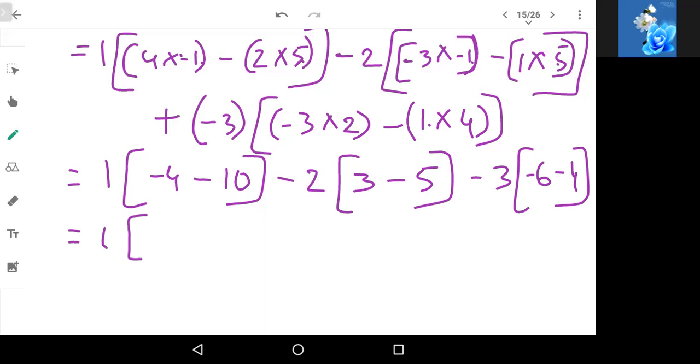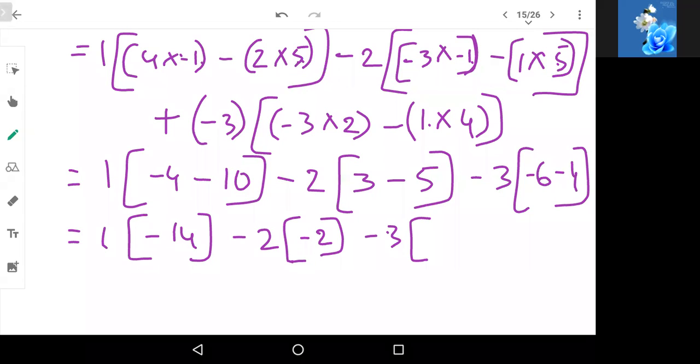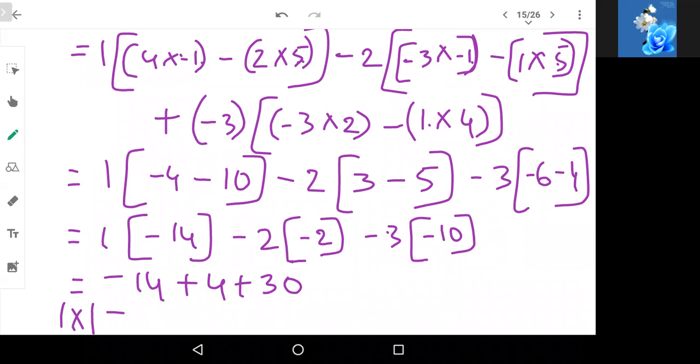So 1 into minus 4 and minus 10 is minus 14. Minus 2 into 3 minus 5 is minus 2. Minus 3 into minus 6 minus 4 is minus 10. So minus 14, minus into minus is plus, 2 twos are 4, minus into minus is plus, 3 tens are 30. So therefore, determinant of x will be 20. So this is the value of determinant of x.